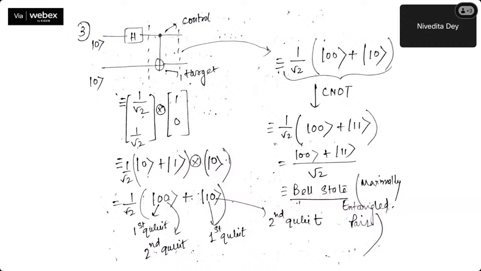Now, the third question was this. This was the circuit. Again, I am telling with respect to normalization, it has to be that the probability amplitude squared is equal to 1. The summation of that should be equal to 1.